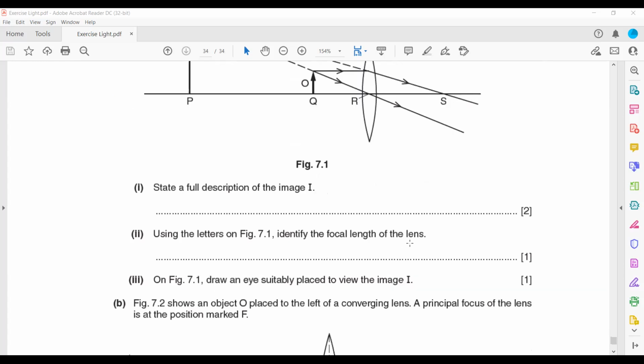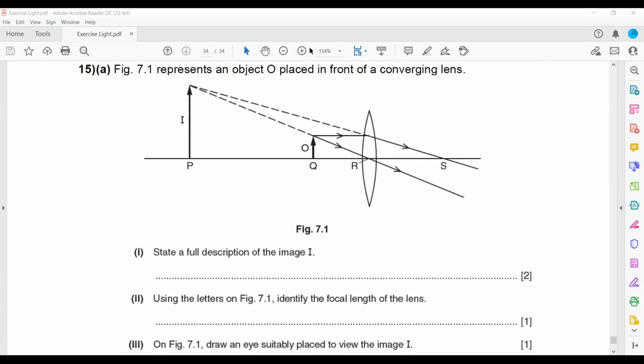Use the letter on the figure 7. Identify the focal length. How to identify the focal length? Because look, when the light ray is going parallel, it will pass through the focus. So basically point S is a focus. So what is the focal length? Use the letter on the figure. So S is actually representing the focus, and focal length is actually the distance between R and S.